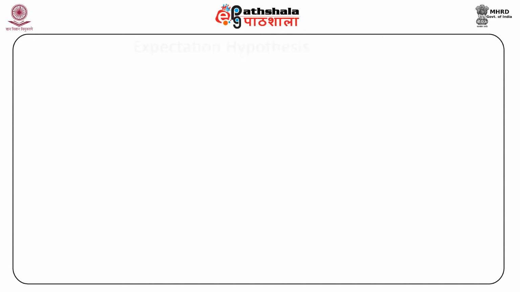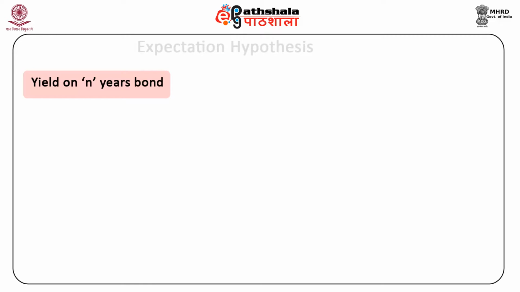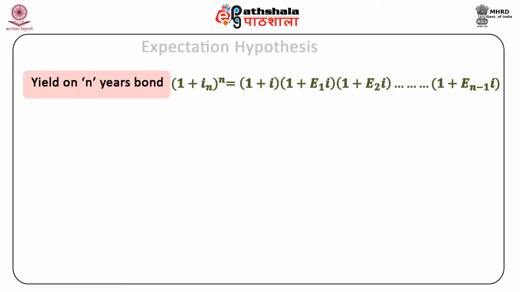In general, yield on n years bond In is given by the condition, that is (1 plus In) whole raised to power n is equal to (1 plus i) into (1 plus E1i) into (1 plus E2i), so on till we have (1 plus E(n minus 1)i).